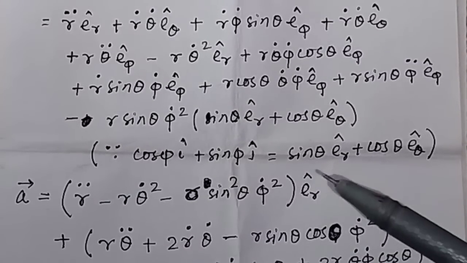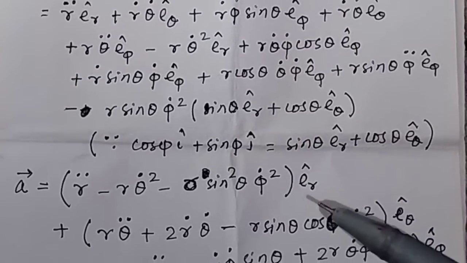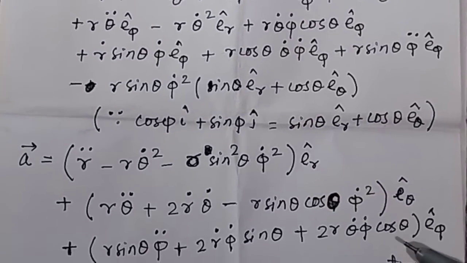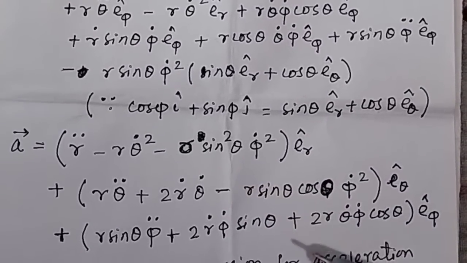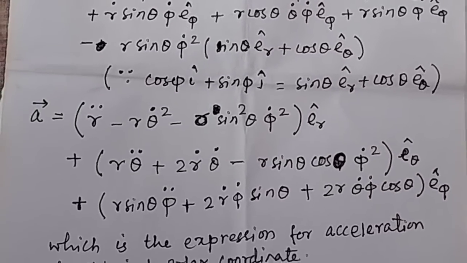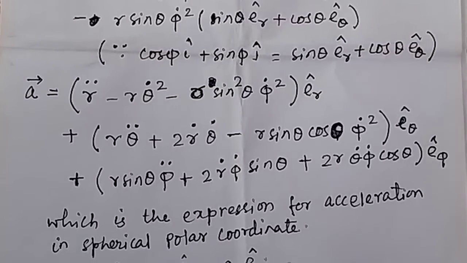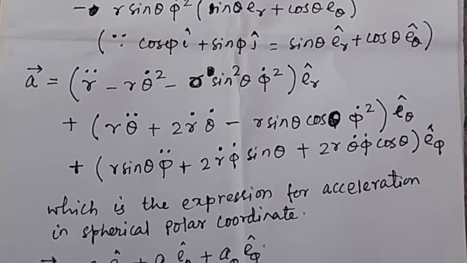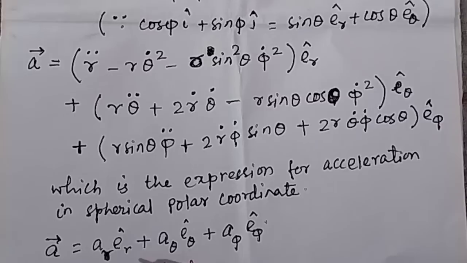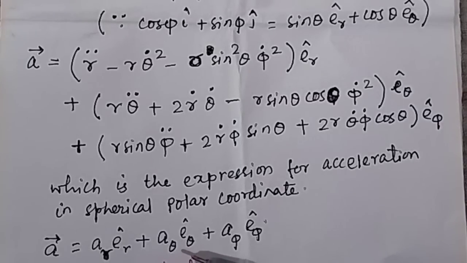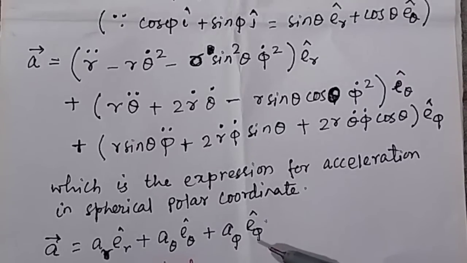So if you put these values and rearrange the terms and take common er cap, then e theta cap and e phi cap, then you will have 3 terms. So this is the expression for the acceleration in spherical polar coordinates. In the acceleration in spherical polar coordinates, you have 3 components of acceleration. One component is your A r component multiplied by er cap, another A theta component multiplied by e theta cap, another A phi multiplied by e phi cap.